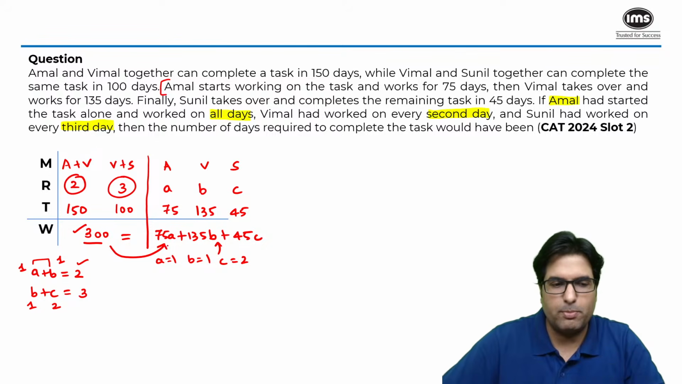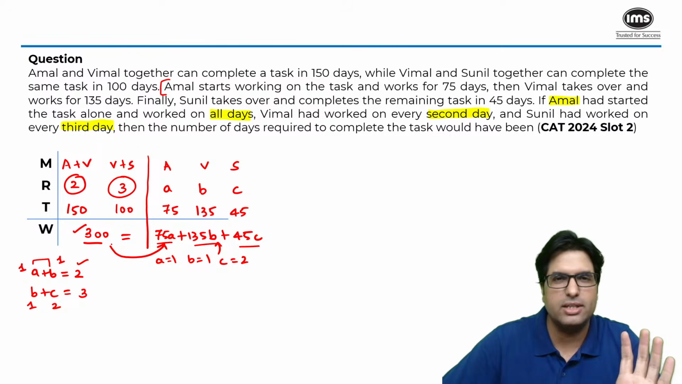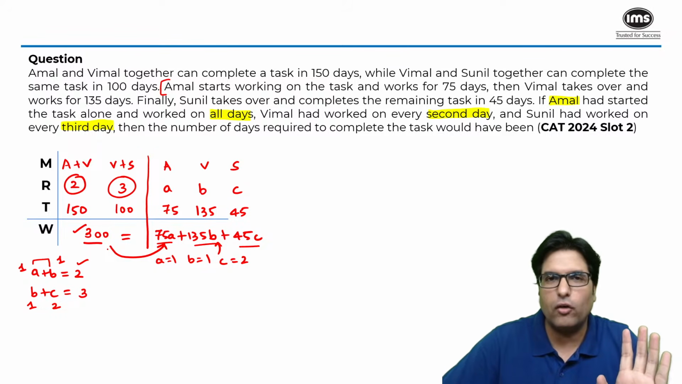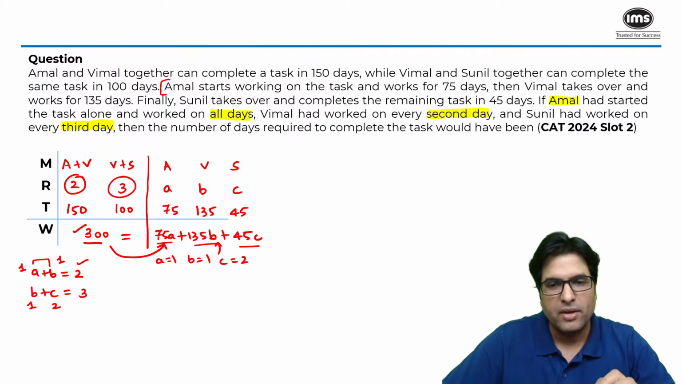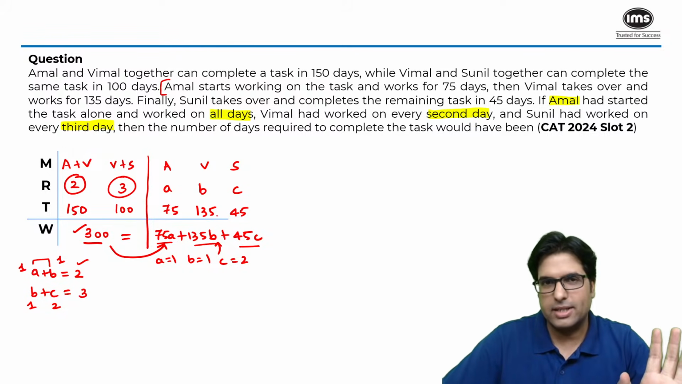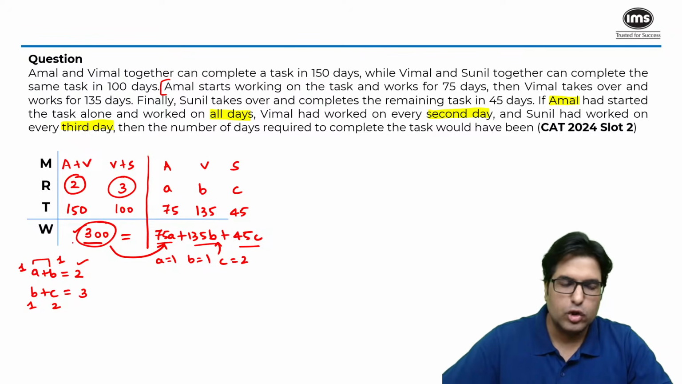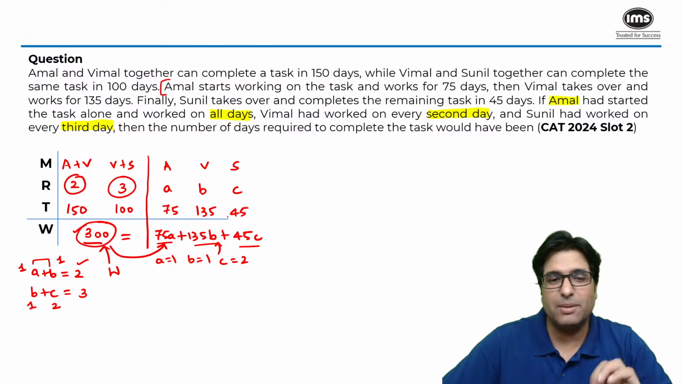Alright, so let's put these values. 75 plus 135, that will be 210, and 45 to the 90, this actually is equal to 300. So pretty straightforward for us to calculate A, B and C, the rates of these people. So now we have the rates, we also have the work. So we need to complete 300 units of work, but there is a pattern.